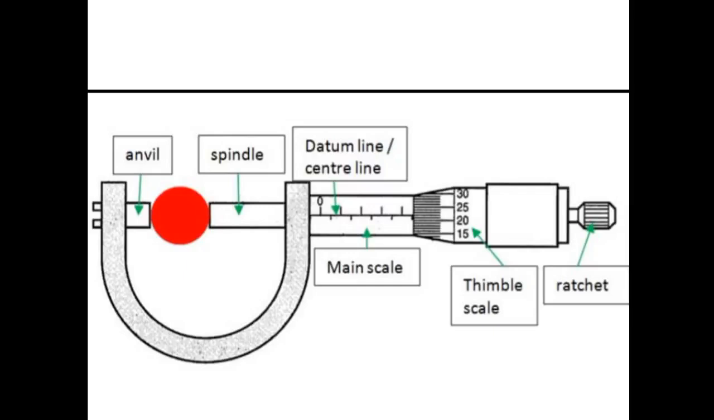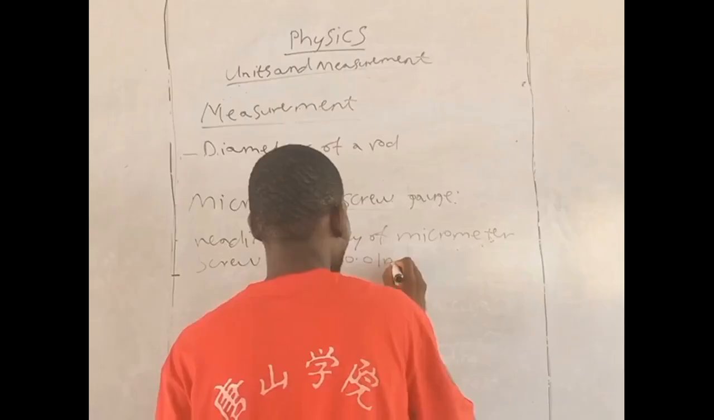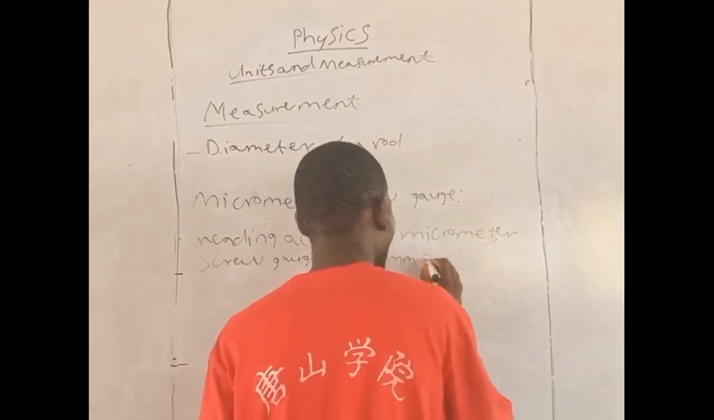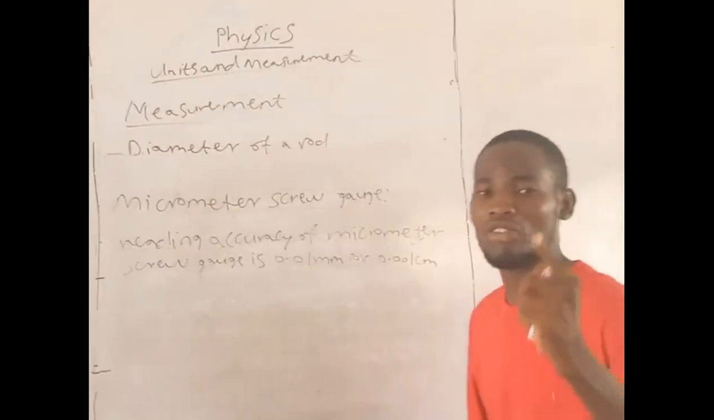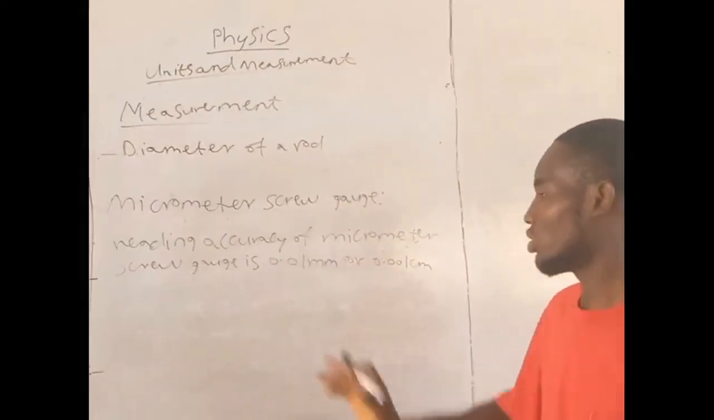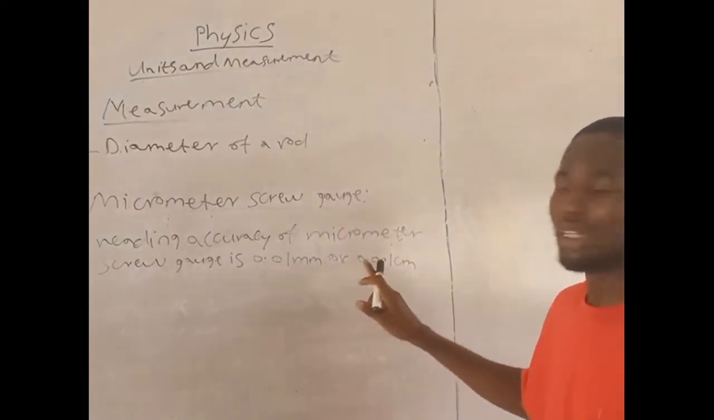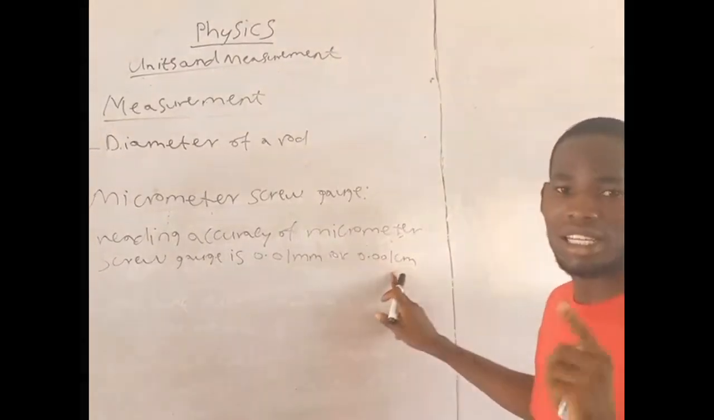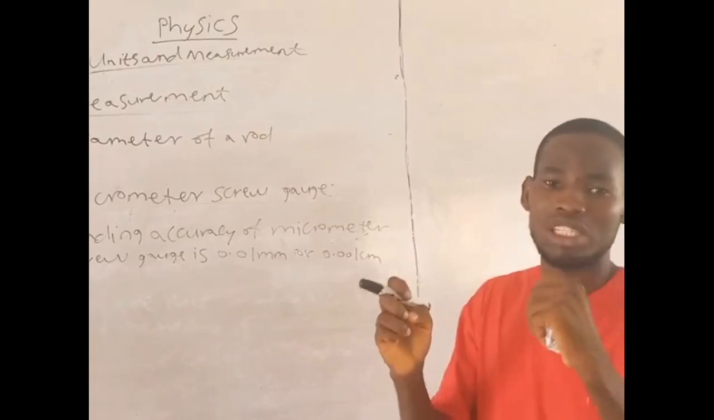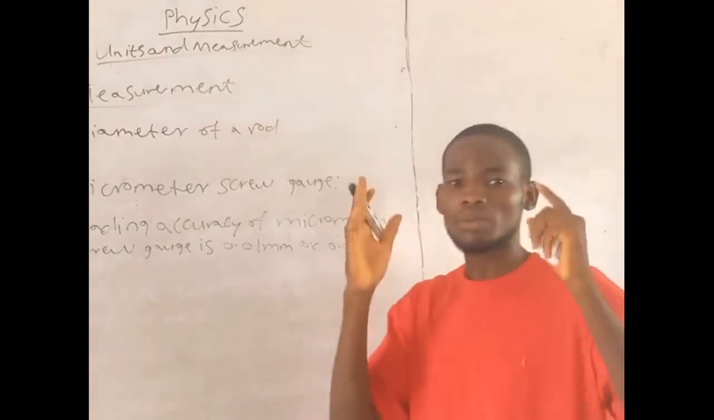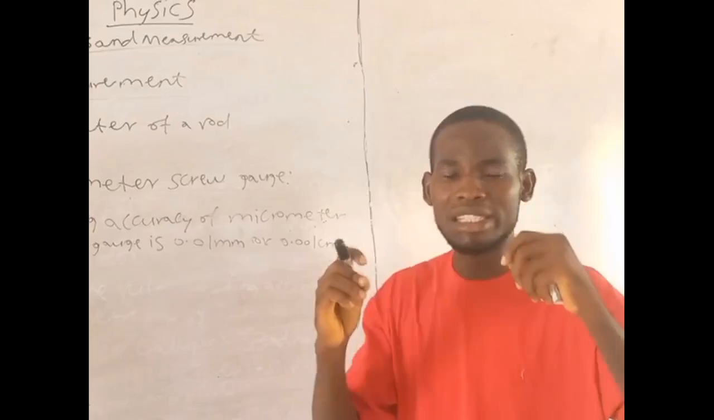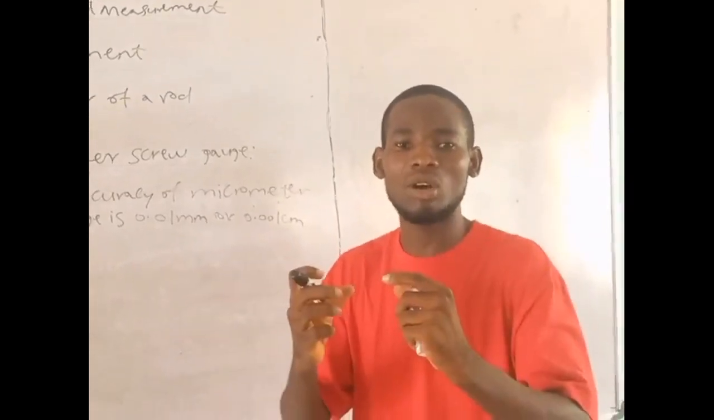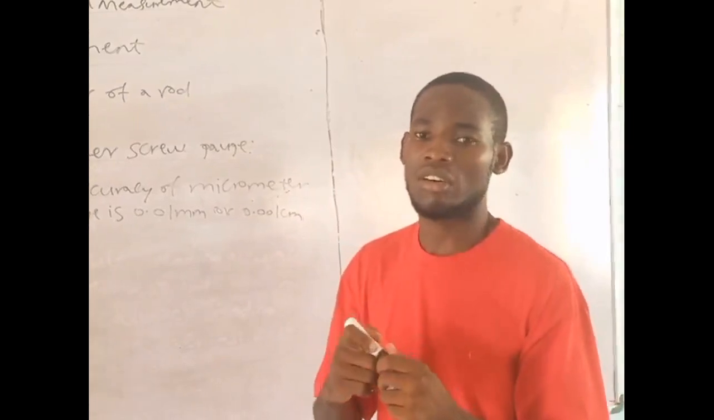Now, the reading accuracy of the micrometer screw gauge is 0.01 millimeter or 0.001 centimeter. That is the smallest fraction which it can measure. Like the vernier caliper, it has both the main scale and the vernier scale. Both of them are added up to get the reading of a measurement.